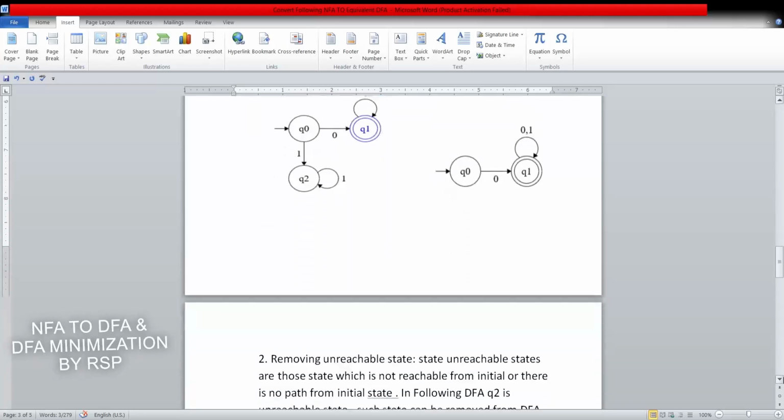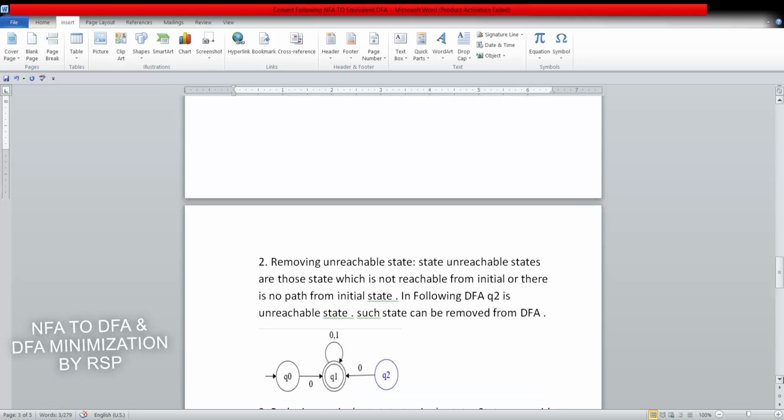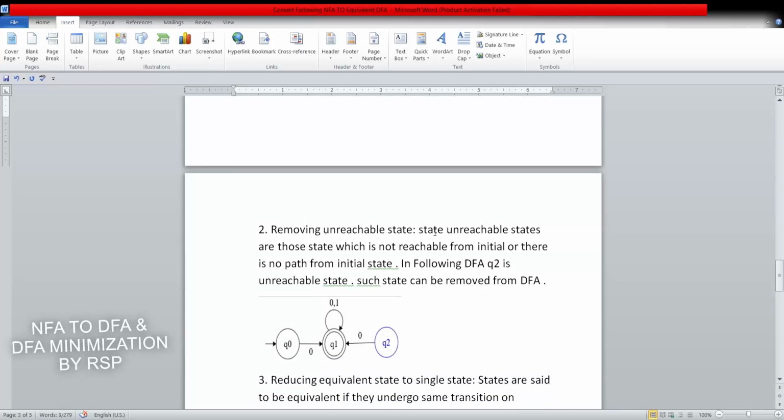Second way is removing the unreachable state. So what is an unreachable state? Unreachable states are those states which are not reachable from the initial state. Okay. So if there is no path from the initial state to that state, it is called an unreachable state. And again, such states are not taking part in the acceptance.